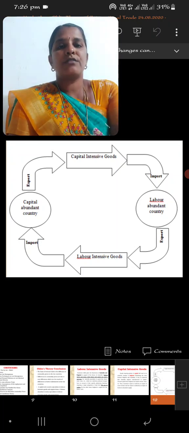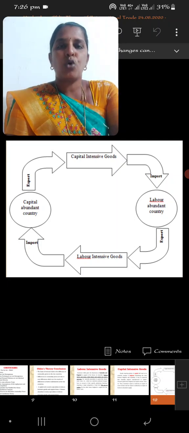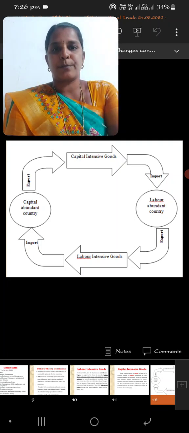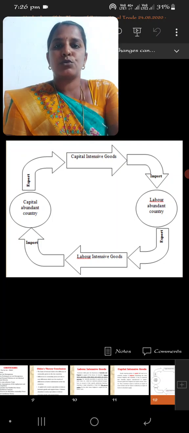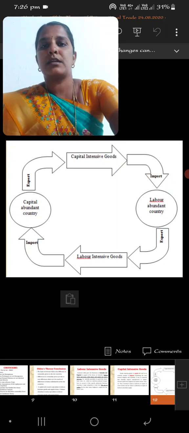If we have a labor abundant country, we export more labor intensive goods. A capital abundant country exports more capital intensive goods.